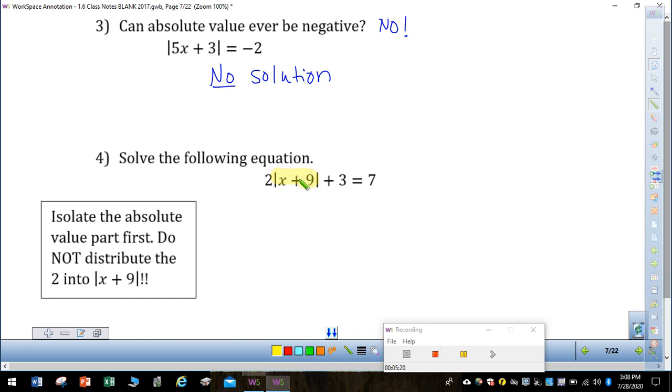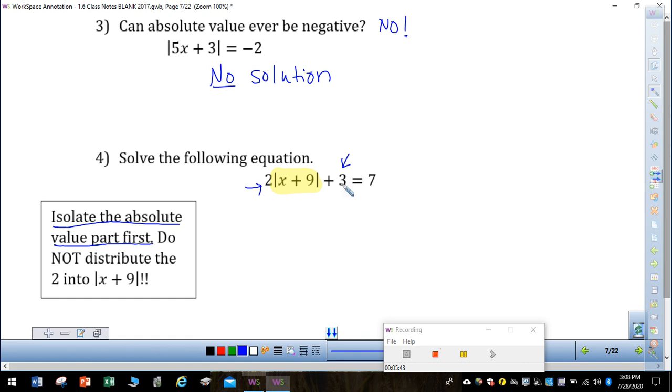So I'm going to take a moment here to highlight the absolute value of x plus 9. Before we can do the step of splitting it into the two equations like we did earlier, we have to actually deal with this 2 in front, and we have to deal with that plus 3 at the end. And so we need to isolate the absolute value part first, and isolate means that we're going to get it by itself. If you're in isolation, you are all alone.